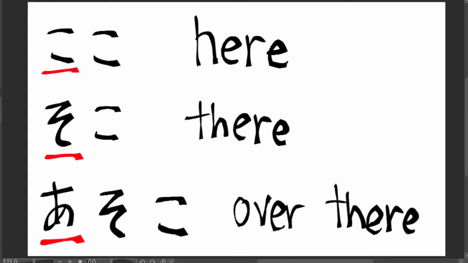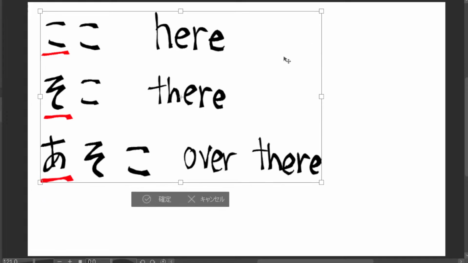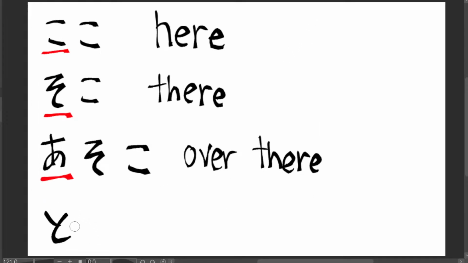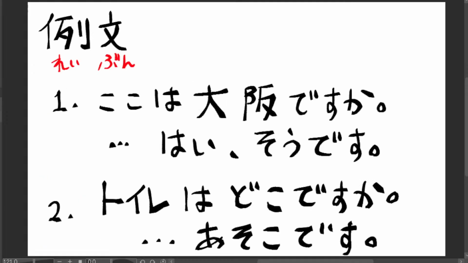ここ、そこ、あそこ. And the fourth would be どこ. So ここ means here, そこ means there, あそこ means over there, and then we have どこ. どこ would mean where. So こそあど: you can remember こそあど as here, there, over there, and どこ, where. So back to the 例文.